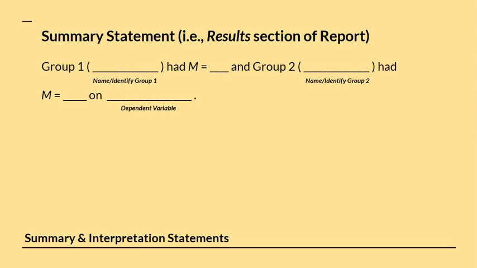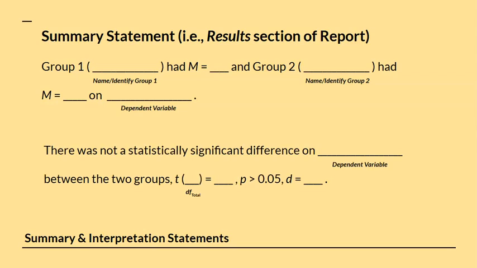The first sentence will identify the 2 separate groups and report the sample means for each group on what is being measured, or on your dependent variable. The second sentence reports whether the study was statistically significant or not between the 2 groups. This sentence will report the calculated t-score, degrees of freedom, significance level, and effect size.